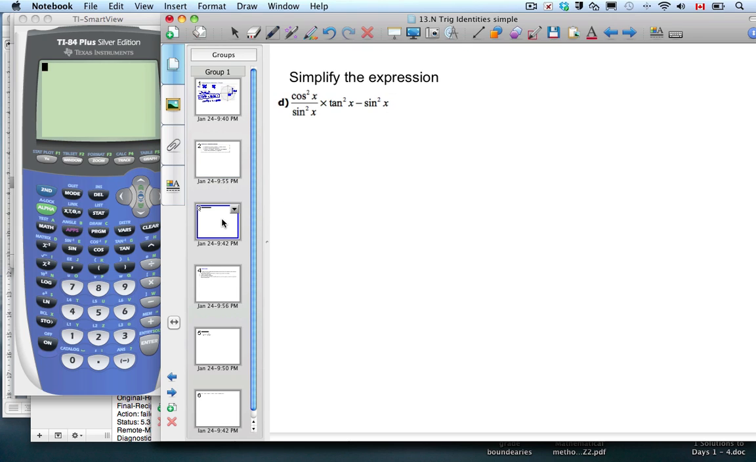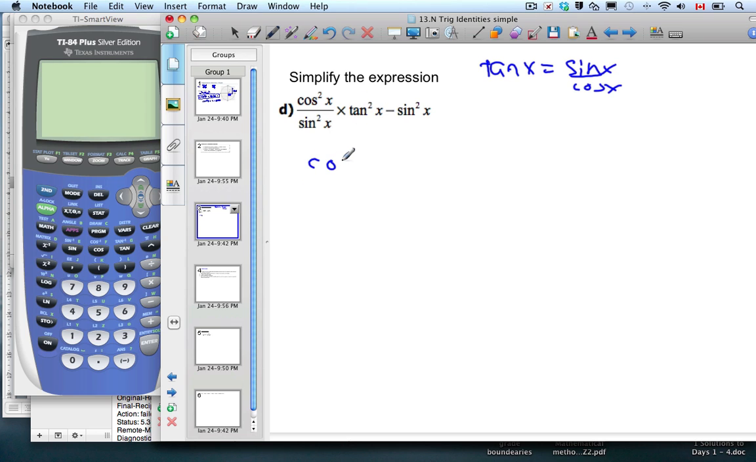So let's take a look at this example here. We have cosine squared x divided by sine squared x, times tangent squared x minus sine squared x. Okay, so we could write out our trig identities, the ones that we're going to use. So when I see this one, I see tan squared, and I want to put things in terms of sine and cosine. I know that tan x equals sine x over cos x, so I'm going to plug that in here.